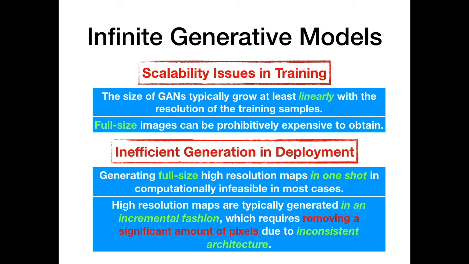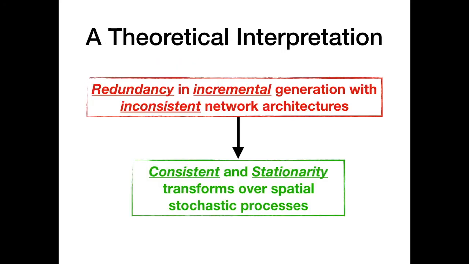Recently, one solution is to generate them in an incremental fashion, which requires removing a significant amount of pixels due to some inconsistent architecture. So we try to solve this problem in this study. We first provide an in-depth analysis of the redundancy in terms of the fraction of discarded pixels. Then we prove that by making small changes to the convolutional architectures, we can ensure that the generator is consistent and stationarity preserving over spatial stochastic processes.